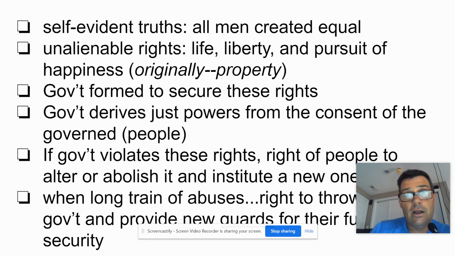Security in what? Our liberty. Security in what? Our lives. All right. So if we don't think the government's protecting our life, our liberty, and our property, then we would be able to get rid of it if there was a long train of abuses, not just like one time, but like a long train of abuses. All right. Awesome. That's that.